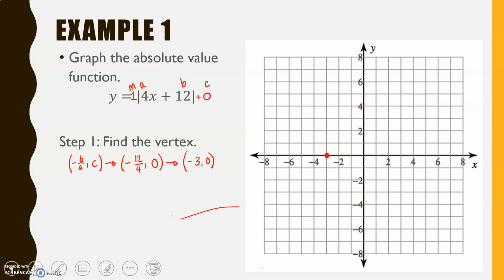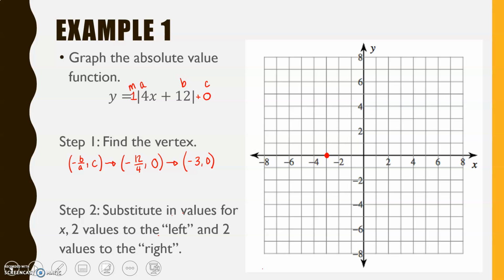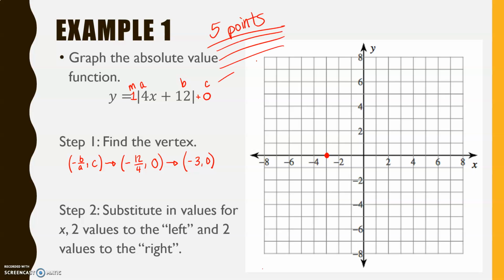So the next step is to substitute in values for x. We're going to make a table of values, and you have to have 5 points on your graph. And we're going to do this by picking values that are to the left of x over here, or to the right of x over here. And I'm going to show you what that looks like.